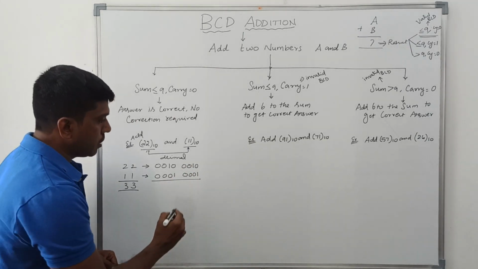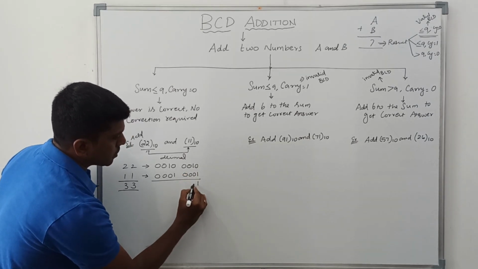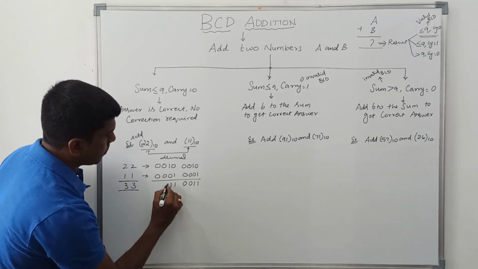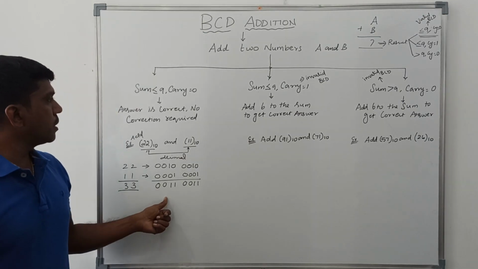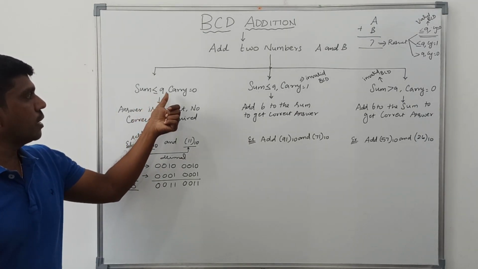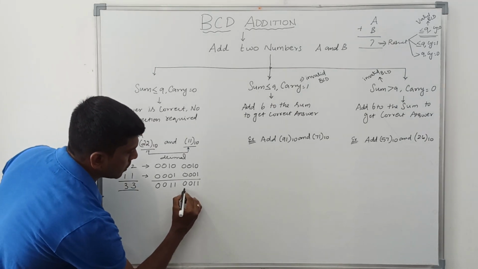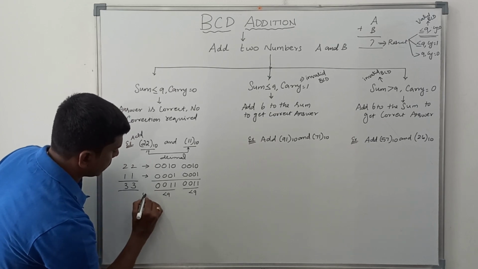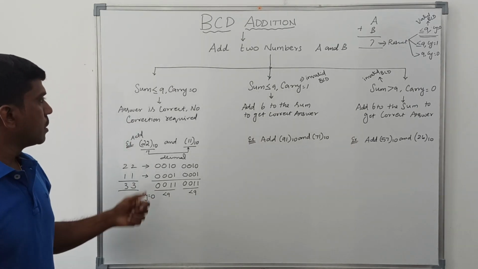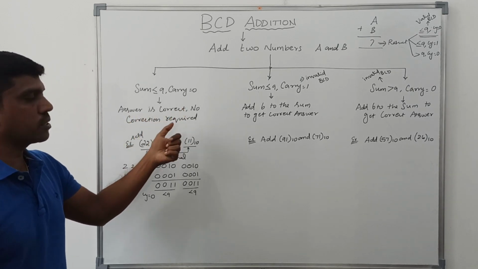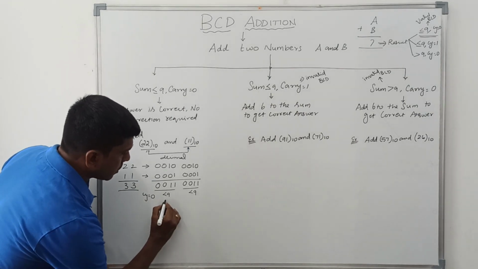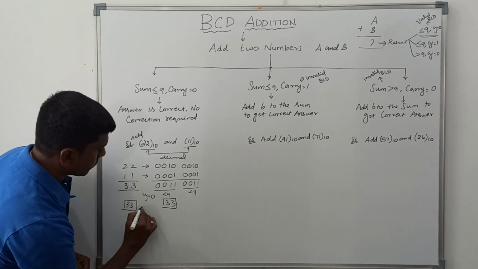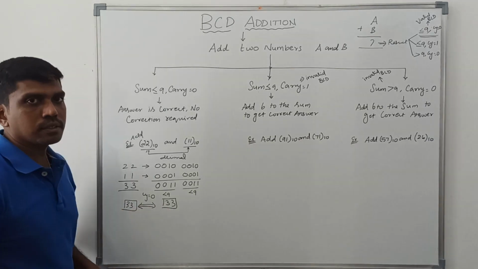Just add these two numbers. 0 plus 1 is 1, 1 plus 0 is 1, giving 0100 0100 after adding. After addition, the lower 4-bit value is less than 9, the upper 4-bit value is less than 9, and carry is equal to 0. So here the answer is correct, and no correction is required. The result is 33. In decimal addition the result is 33, and BCD addition also gives the same result.